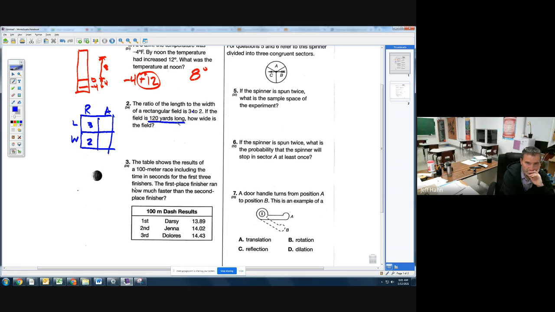Length and long, and width is wide. So the 120 goes here. The actual is 120. And you just need to figure out what this is. Well, it's a pretty simple little procedure here. You have to say, okay, what times 3 gives me 120? Well, hopefully you can see 3 times 4 is 12, and then you're missing a 0. So it's 3 times 40. So 2 times 40 would be 80. Answer to number 2 is 80 yards.